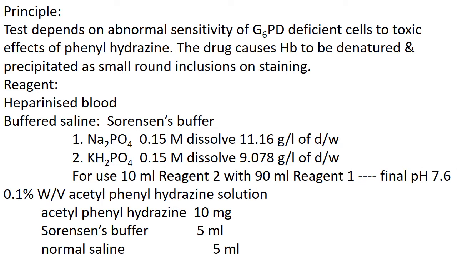The third reagent required is 0.1% weight by volume acetyl phenylhydrazine solution. Preparation: acetyl phenylhydrazine 10 milligrams, Sorensen's phosphate buffer 5 ml, normal saline 5 ml. So this gives 0.1% acetyl phenylhydrazine solution.